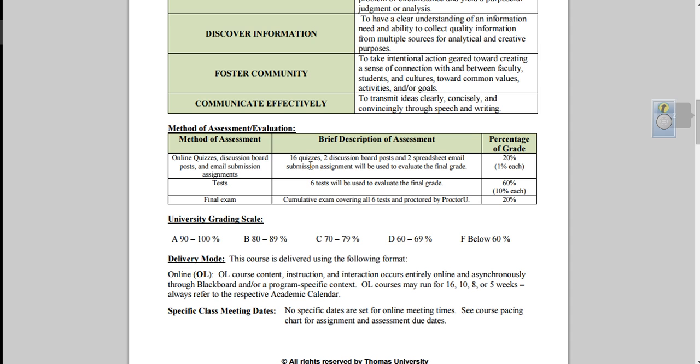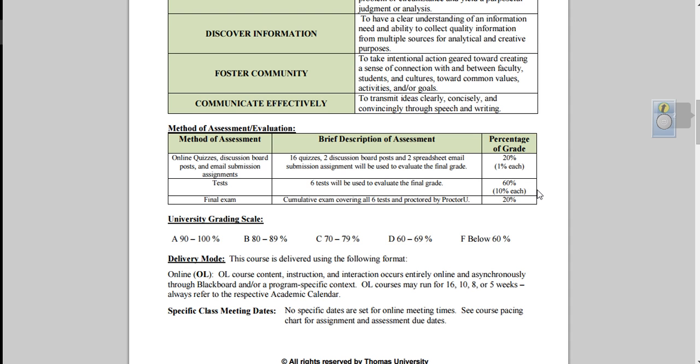You've got 16 quizzes, 2 discussion board posts, 2 spreadsheet email submission assignments, which I discussed on the course pacing chart. Information on those 2 discussion posts and 2 spreadsheet email submissions will come, okay? It won't be a last-minute thing. You will know. You'll have plenty of time to respond and get those taken care of. You have 6 tests. That means 10% for each test.